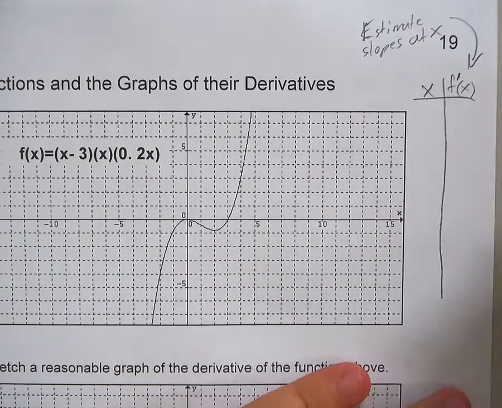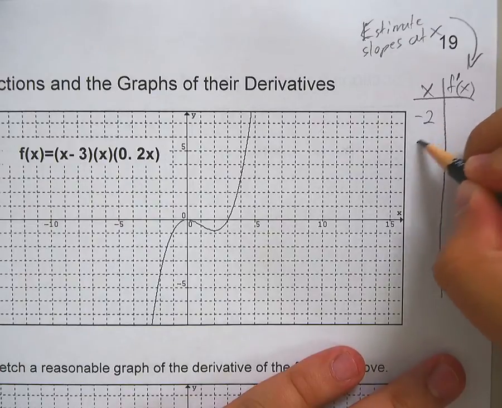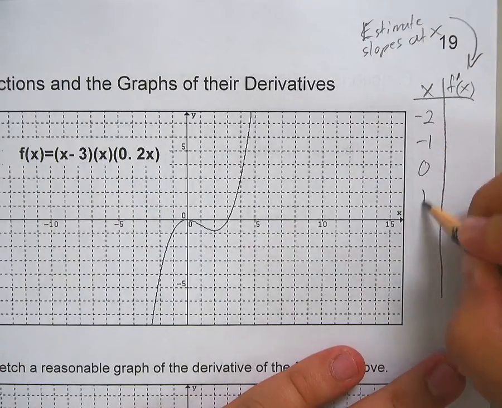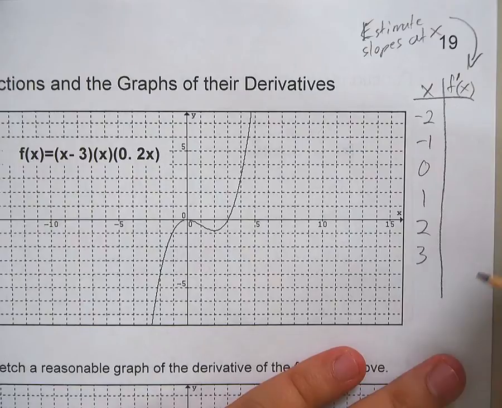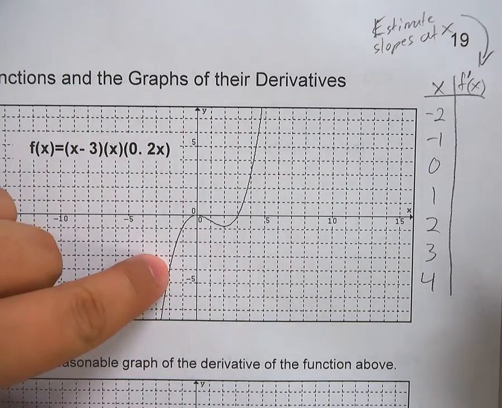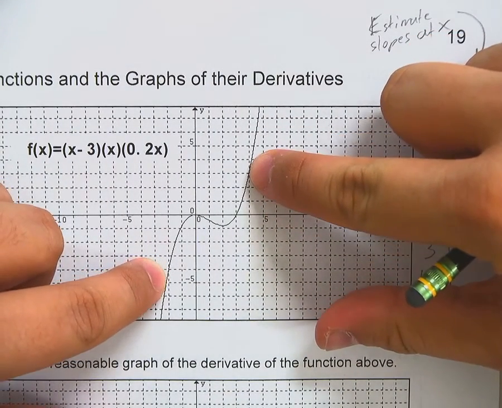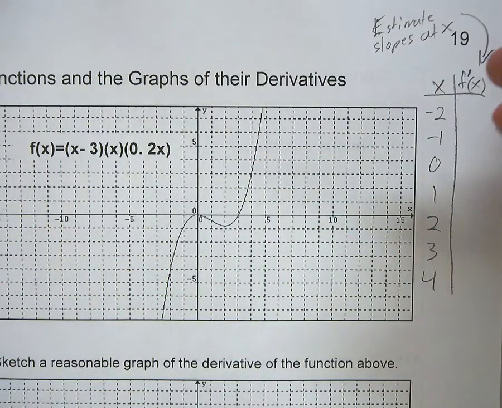Okay, now I'm just going to go from some of the points that I have here. This thing is shifted over a couple, so let's just use nice even points: -2, -1, 0, 1, 2, 3, and 4. Why not? It goes from -2 to 4. Now I want the slope at these points.